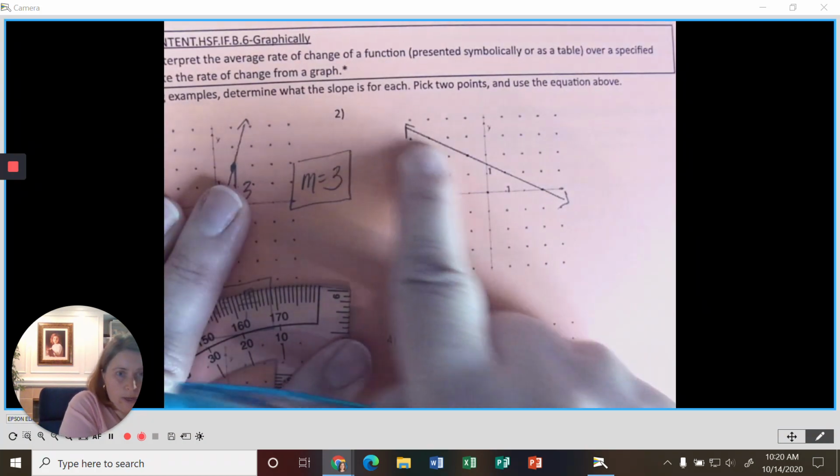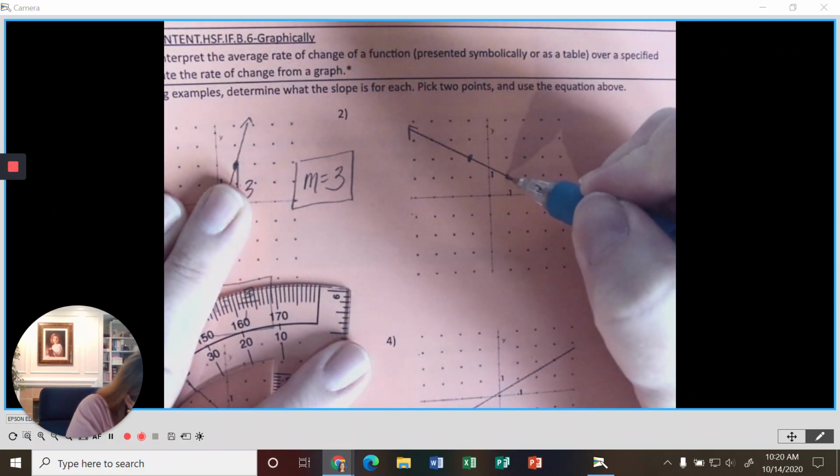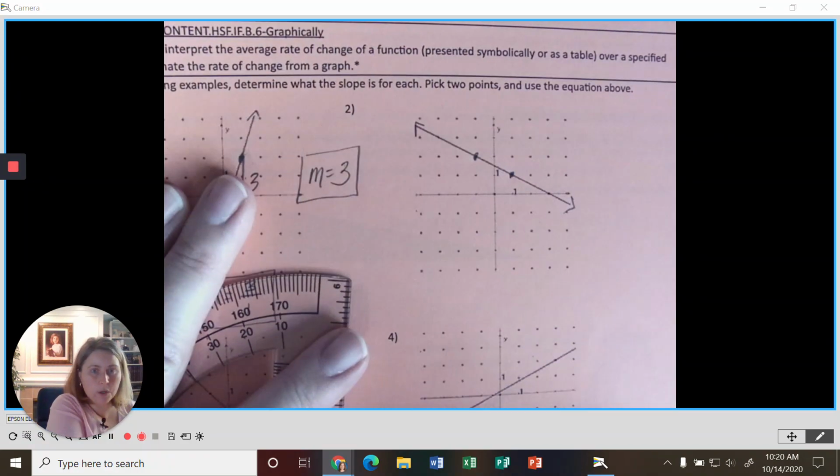So let's look at number 2. I'm going to look at my graph. I just want to choose this point and this point. There are other points that you can choose and they will work equally as well.